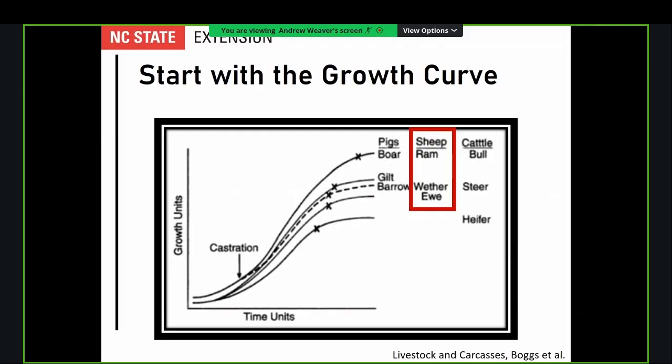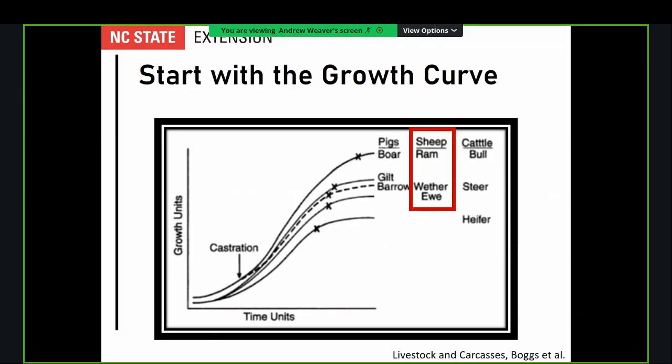The castrated animal, for all species except for hogs, is intermediate. And then the female is on the bottom there, where the females tend to mature faster, get fatter, are fatter at the same point in time relative to the males.